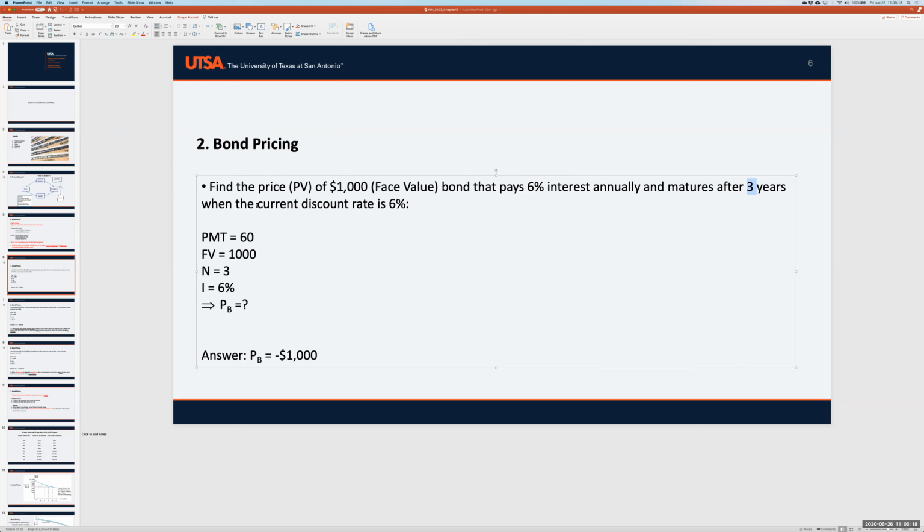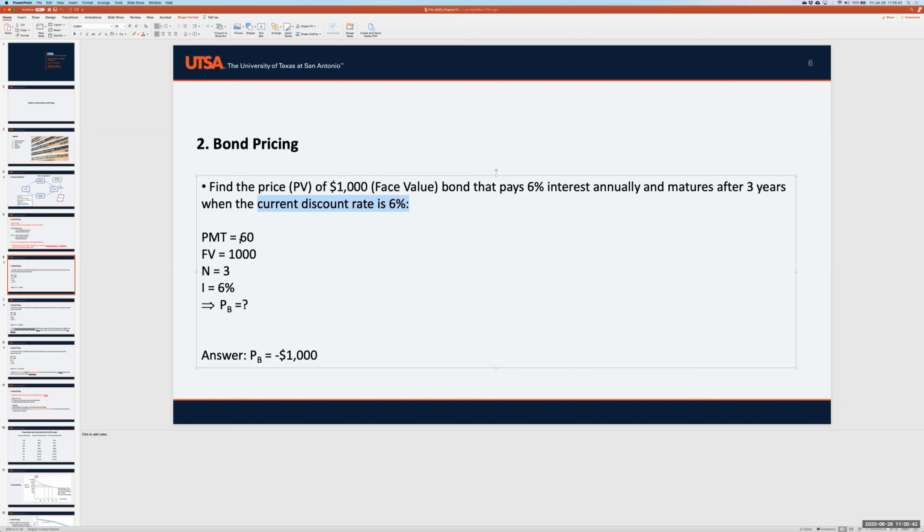This is the discount rate. So the current discount rate is 6%. Don't confuse yourself. We have two different interest rates. The first one is the interest payment for the coupon, and the other one is the discount rate of these payments. These are different.